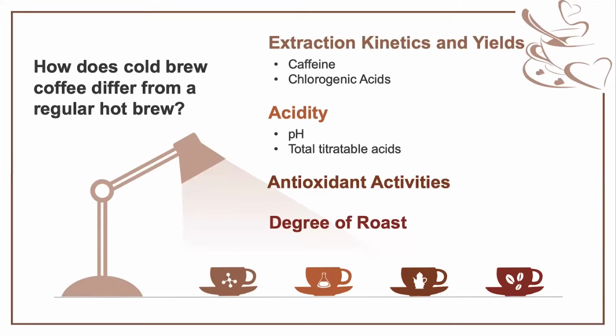So the question we wanted to answer is how does cold brew extraction differ from a hot water extraction? So we look at how fast chemicals are coming out, the kinetics of extraction, and how much they're coming out. We're focusing on 2 compounds, caffeine being one of them. Everybody wants to know what caffeine's like. And we also look at chlorogenic acid, which is an antioxidant.